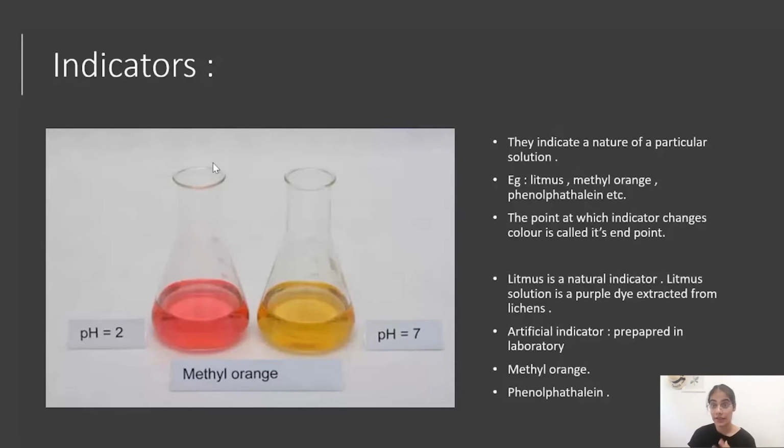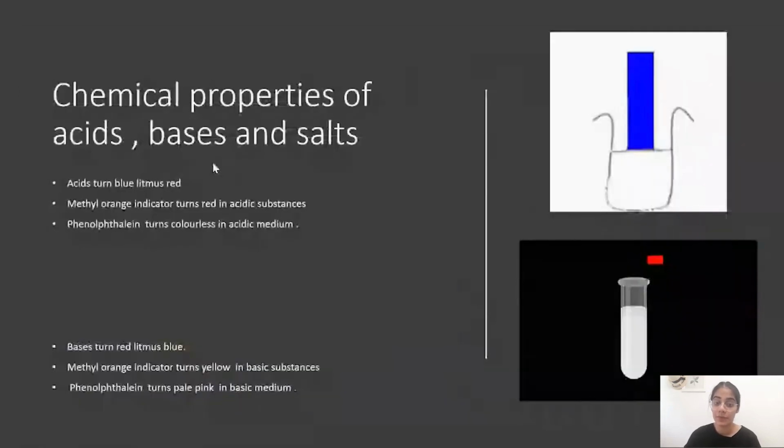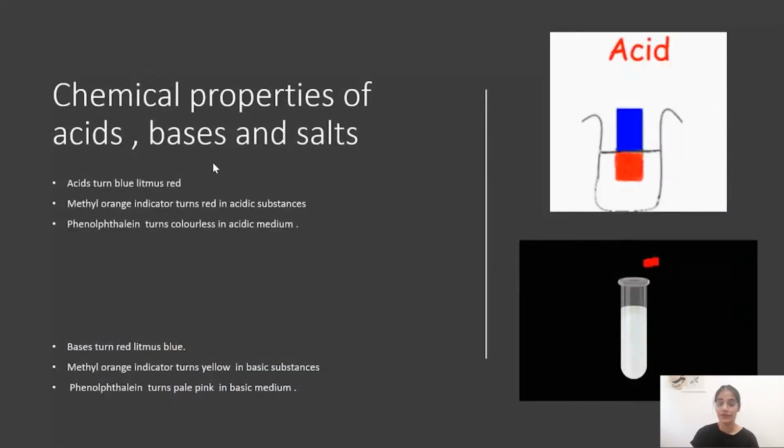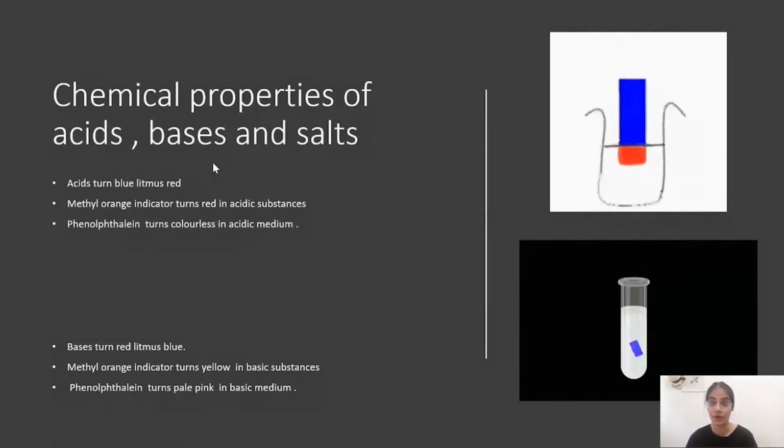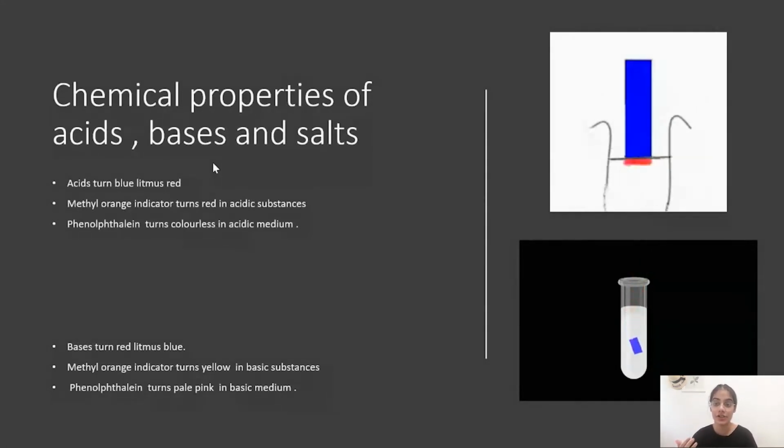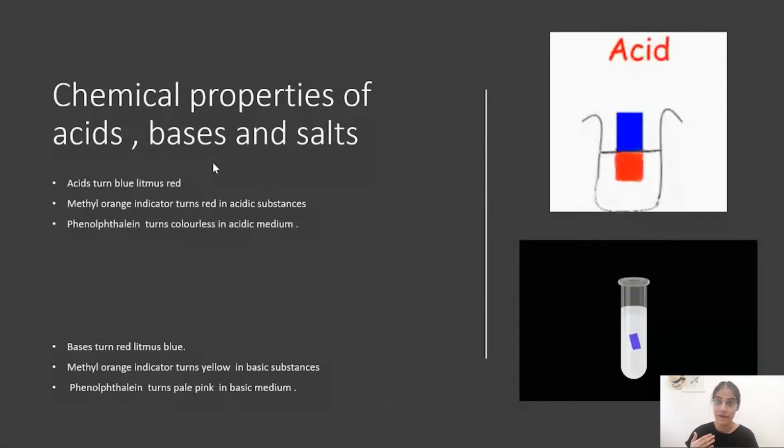Phenolphthalein will turn colorless in an acidic medium but turns pink or very light pink in basic mediums. This is how you can indicate whether a solution is an acid or a base. So, when we study chemical properties of acids, bases and salts, we first know how they react with different kinds of indicators, or how they change their color or their smell when a different indicator is brought near them.